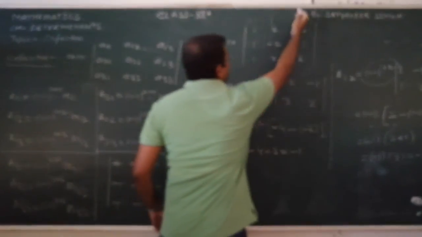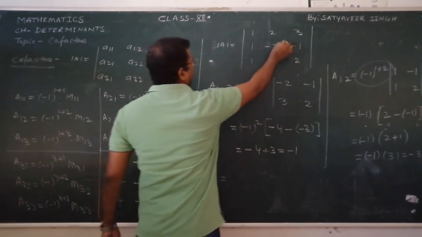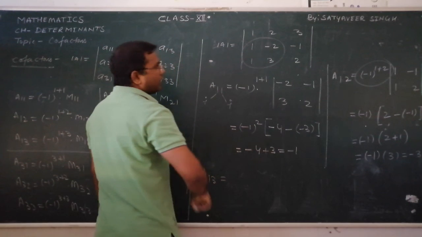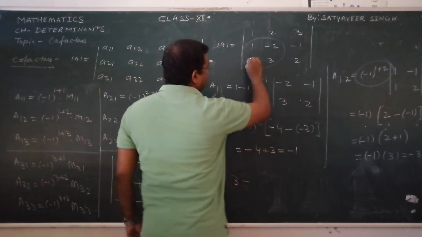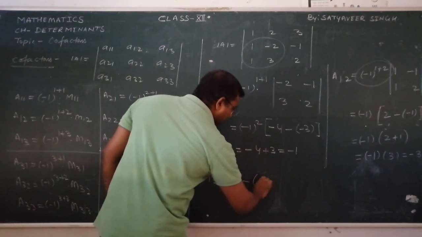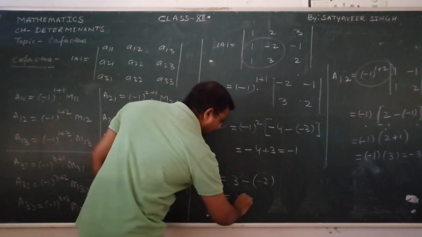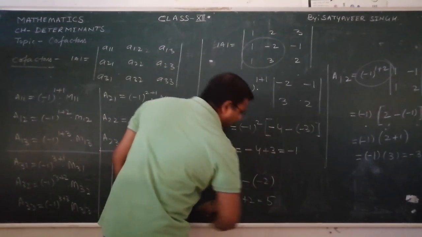Directly I will hide this row and column, and the remaining elements, all this calculation is going on in my mind. I will do 3 into 1, it is 3, minus as per rule, 1 into minus 2, minus 2. It is 3 plus 2, which is equal to 5.